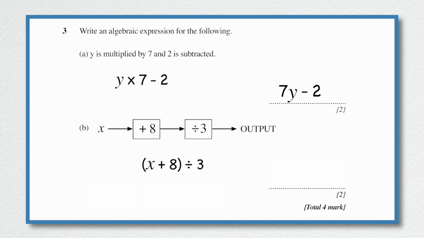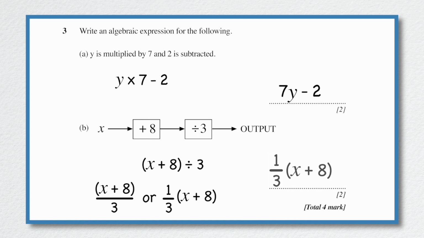Again, for 2 marks you need to simplify this expression. There are 2 possible options. Either write it like this, x add 8 all over 3, or you can write it as a third x add 8. Either answer is fine. I'm going to write it like this, and that will give you the 2nd mark.